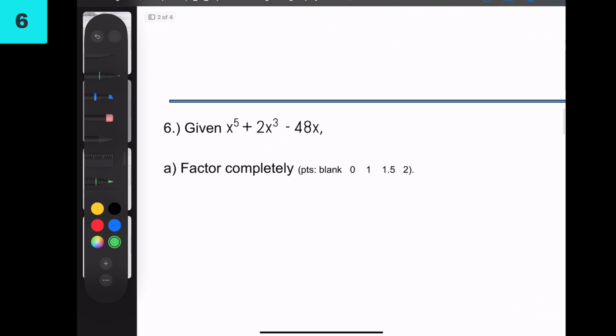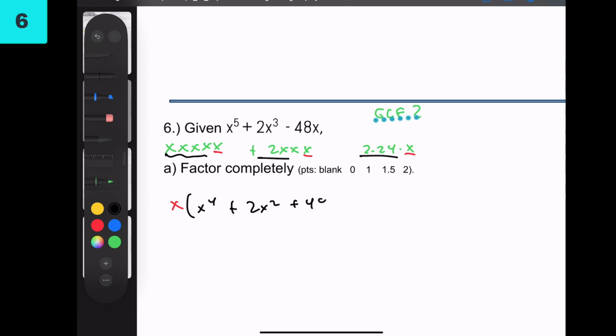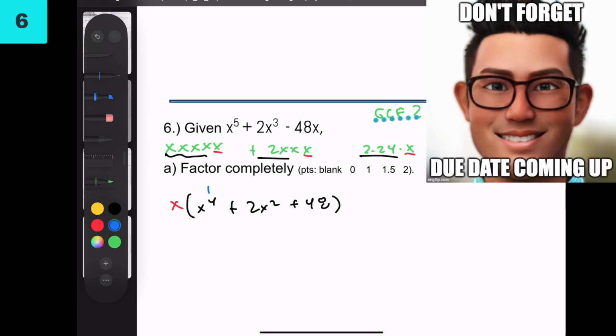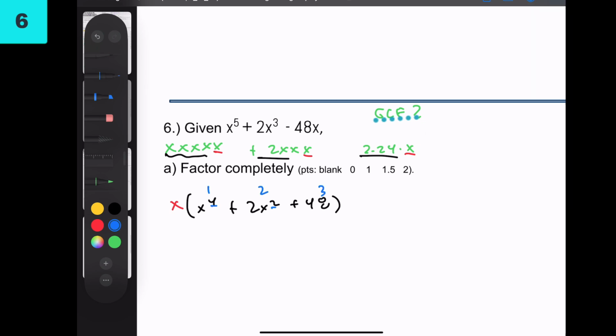Okay, number 6, we're going to see if there's a GCF. You can break this up. So they only have an x in common. So my x is out front, and then you just write what you don't have: x to the fourth plus 2x squared plus 48. Okay, this is 3 terms, and half of 4 is 2.